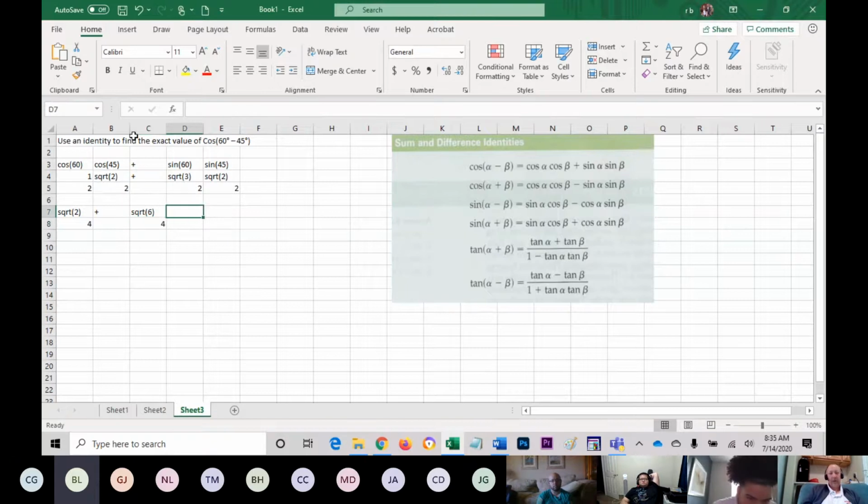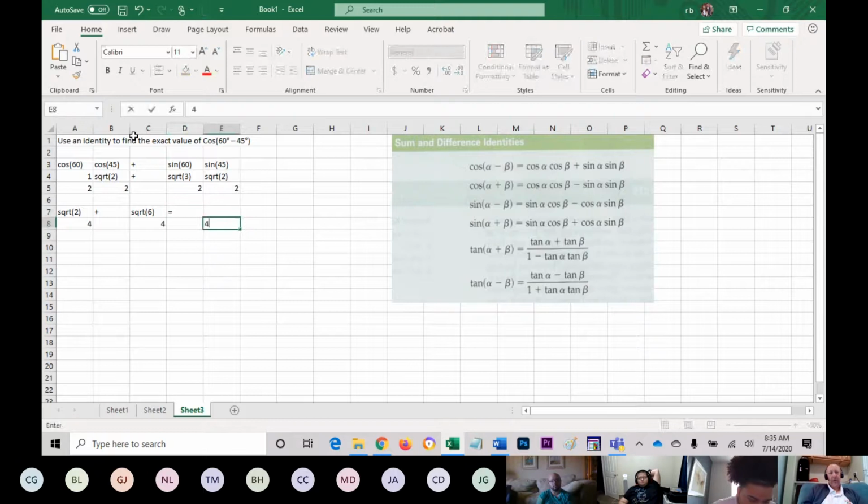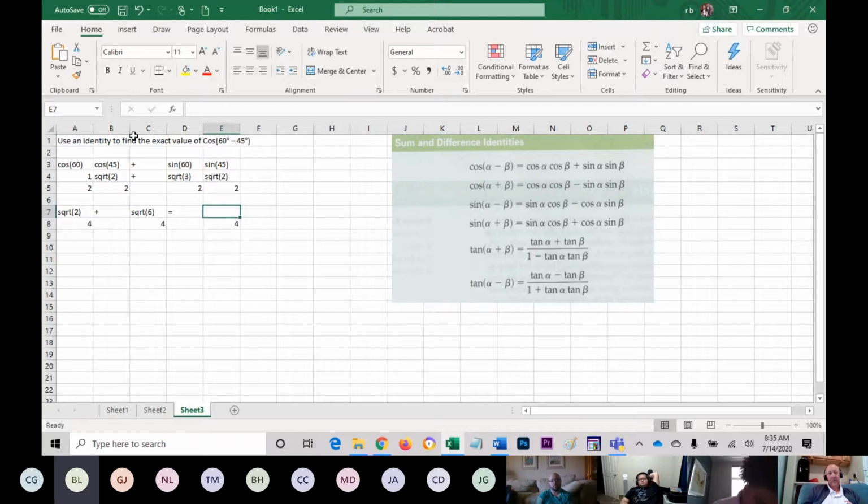So we've got a common denominator. So we're going to get something over 4, right? So what's the something over the 4? It would be the square root of 2 plus the square root of 6. Square root of 2 plus the square root of 6. Okay.